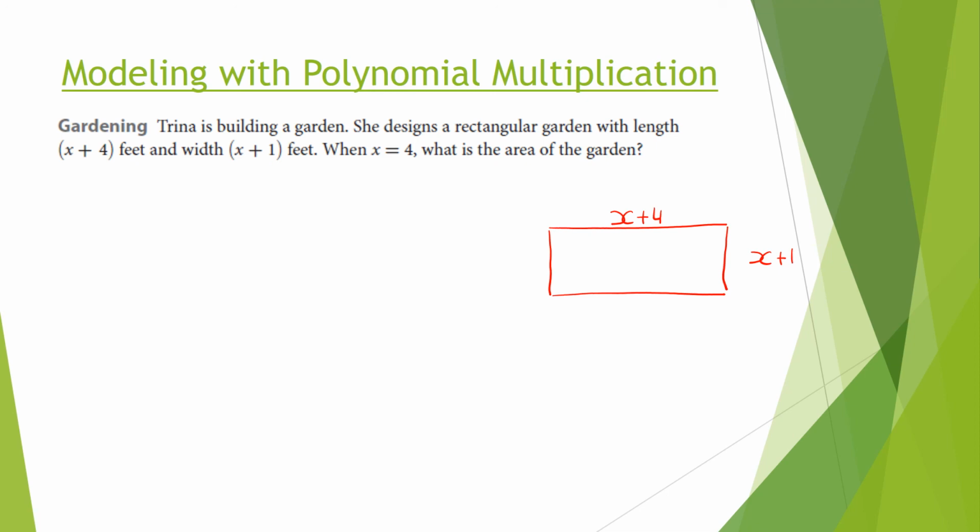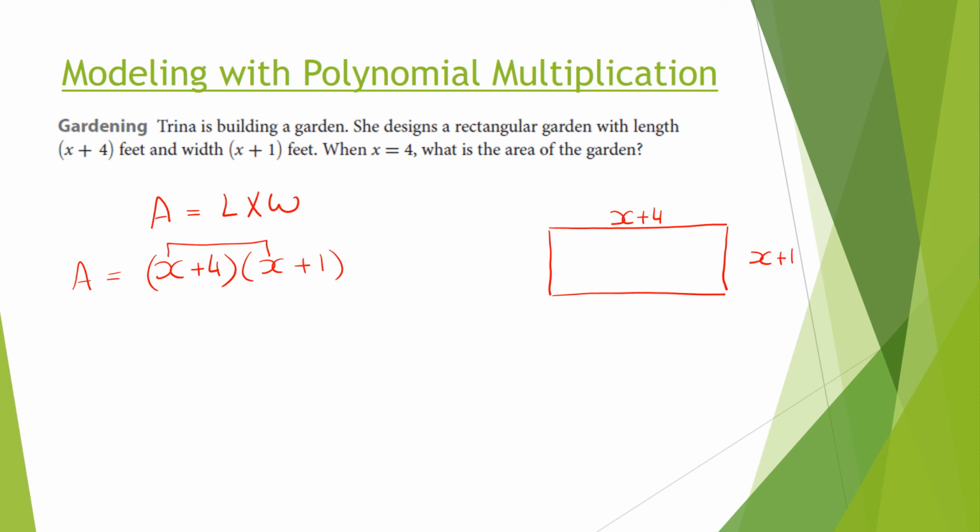So first, to get the area, I have to multiply. Remember that the area will be length times width. So the area will be x plus 4, which is the length, times the width, which is x plus 1. Then I'm going to multiply them. So remember, FOIL, it's the easy way.